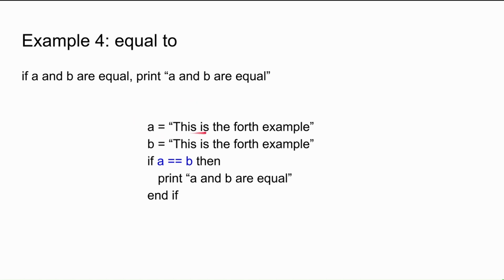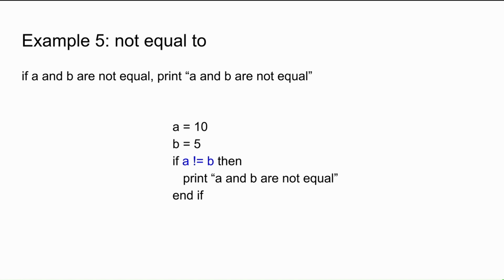So here in A, we have, this is the fourth example, and we have the same in B. So when we check in the if A is equal to B, we are going to see that they actually are equal. So the print will get executed. And if A and B were not equal, the print wouldn't get executed. I'm using here two strings just to let you know that you can also compare strings. And you can actually compare all the data types we have seen before.